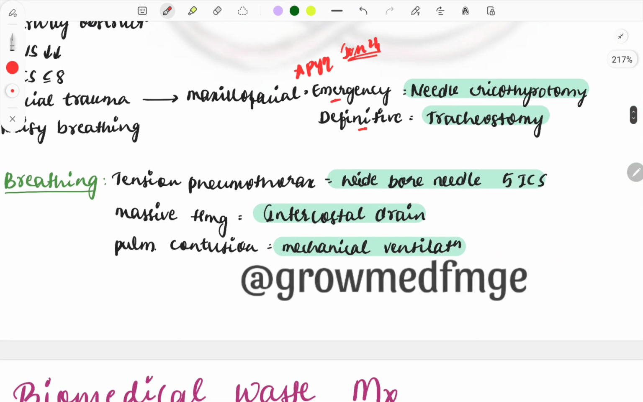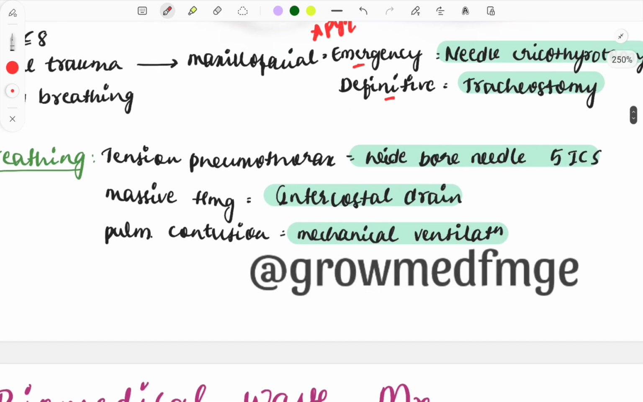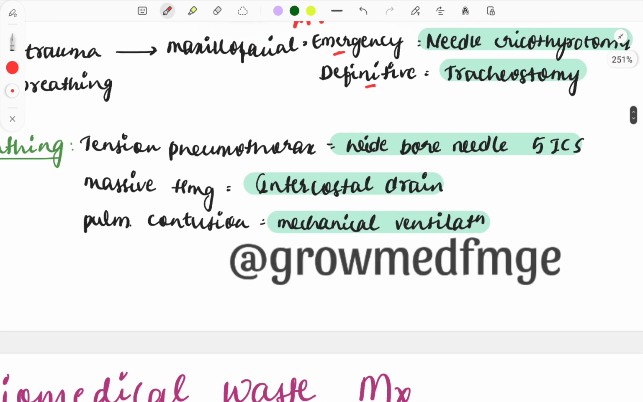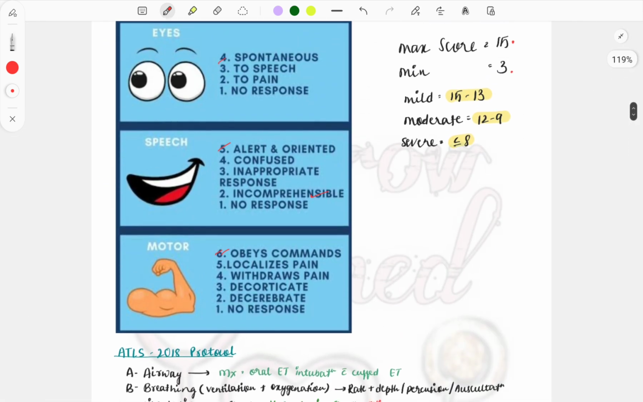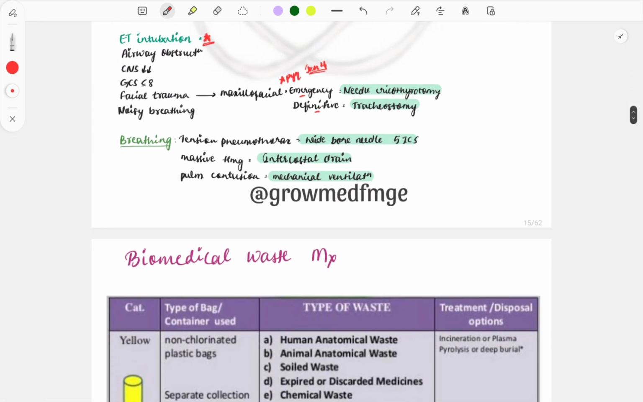Then the breathing. So breathing, if the patient is having tension pneumothorax, wide bore needle insertion, ICD, ICST, okay, then fifth intercostal space. Then if massive hemorrhage is there, then intercostal drainage, and for pulmonary contusion, we will be doing the mechanical ventilation. Okay, so these are the things which you must remember from the GCS.